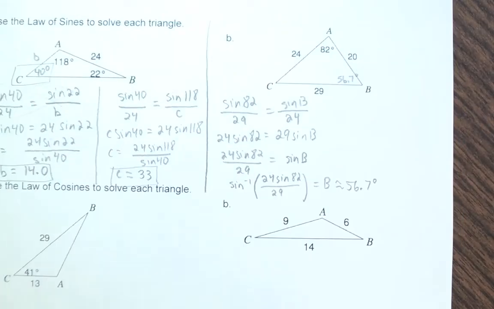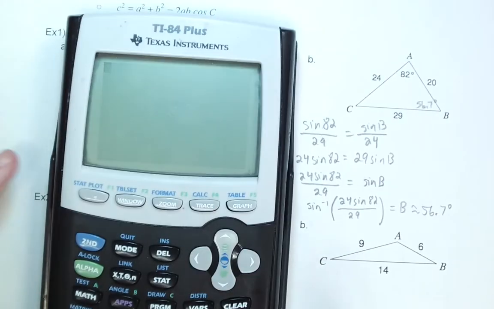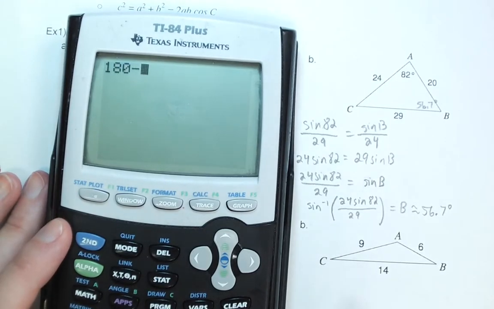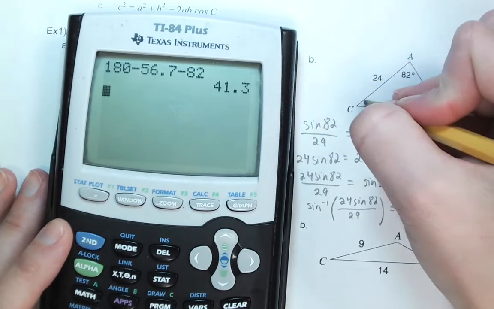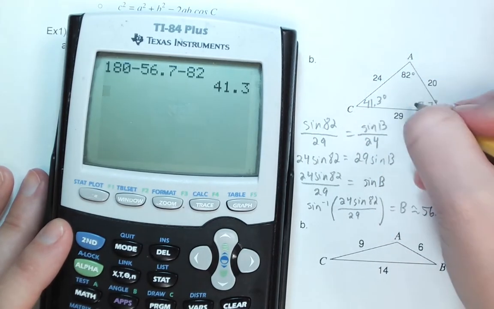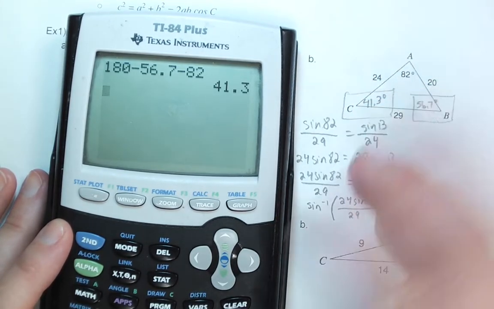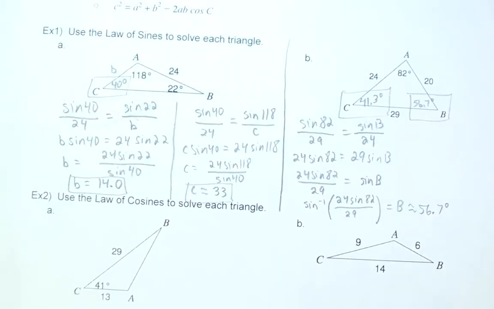I only have one more thing I need to find. This one is easy. I'm just going to do 180 minus the 56.7 minus 82. This would be 41.3 degrees. So these were the two things I was missing on my triangle. All done.